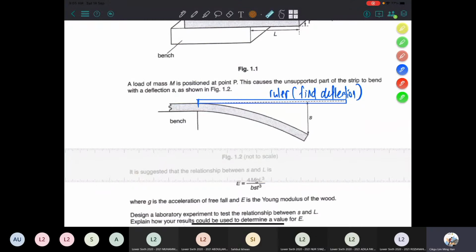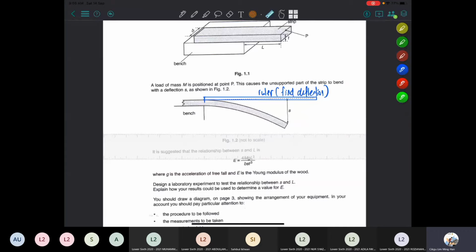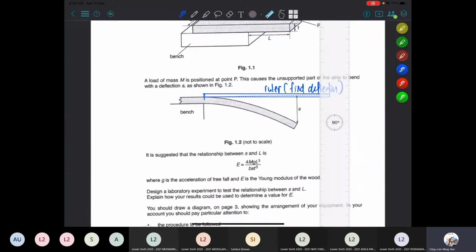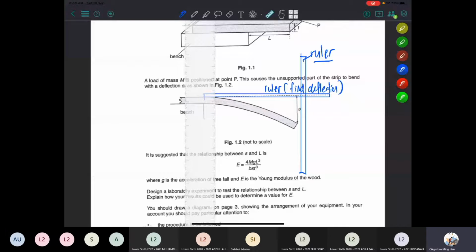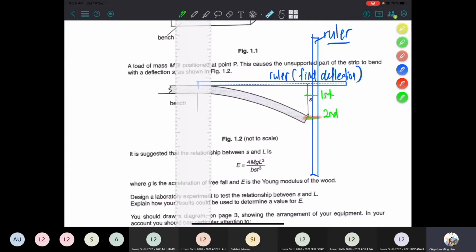Because if you want to find out the deflection, it has to be this one, the vertical ruler, not the horizontal ruler. So the ruler should be placed like this, so that you can get the first reading, and then the initial reading and the final reading to get your S. So this is something I find very weird.